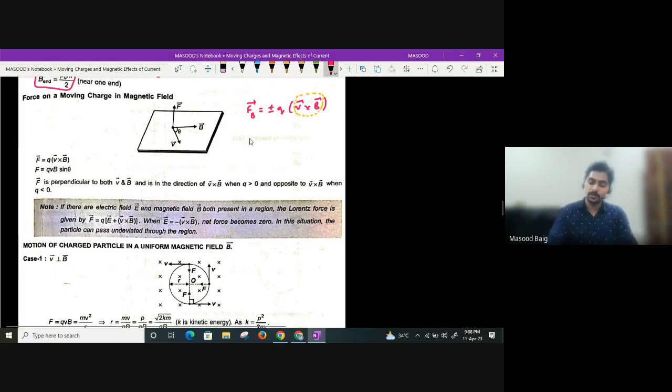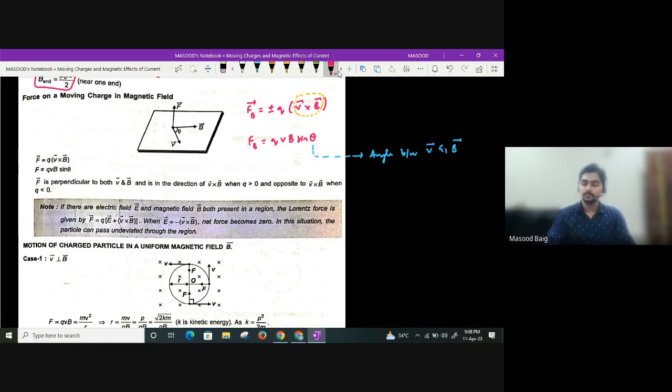If I take only the magnitude, guys, I am going to get it as QVB sine theta. And what is theta here? Theta is the angle between V bar and B bar. It is the angle between V bar and B bar. Clear?